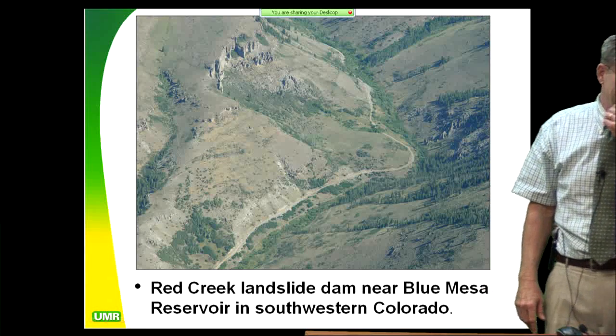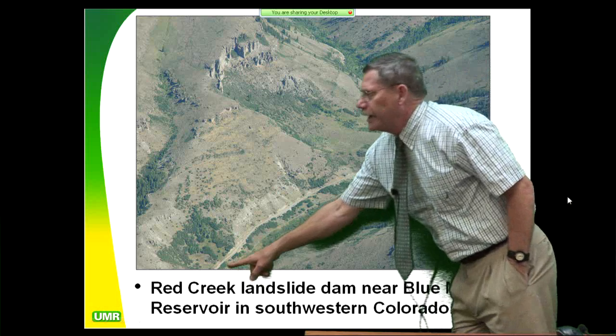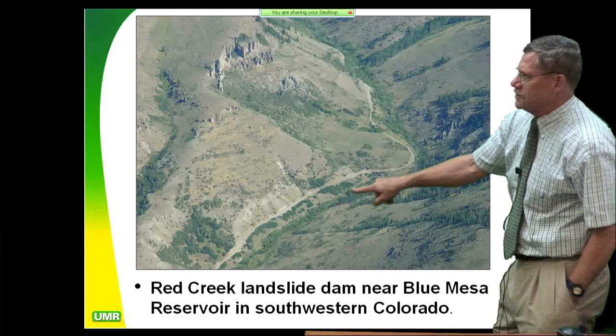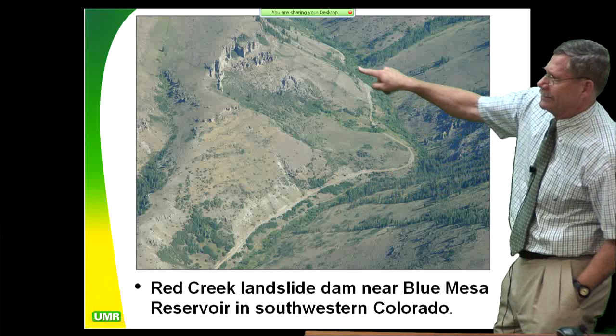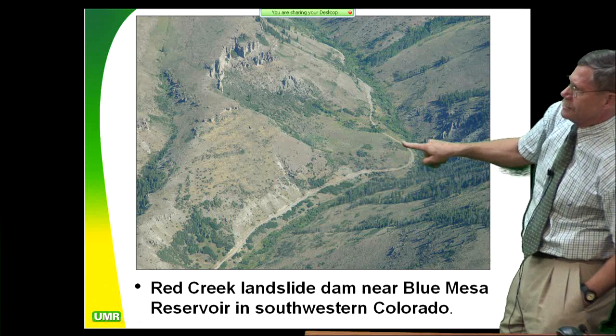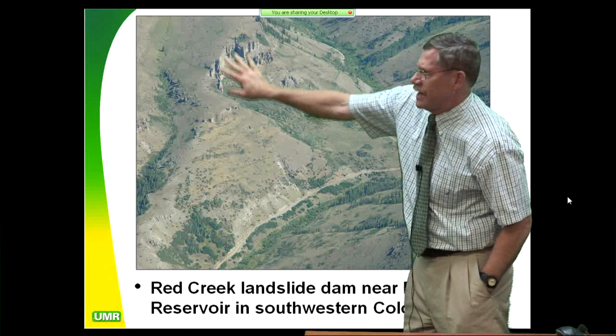Here's one in Colorado, Red Creek landslide. This is a state highway down here. The highway's coming up Red Creek. It gets to here. The creek used to go right through here like that. And now comes way out here, comes around, and then goes on up. Here's the headscarp evacuation area.